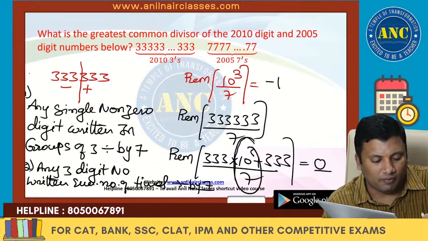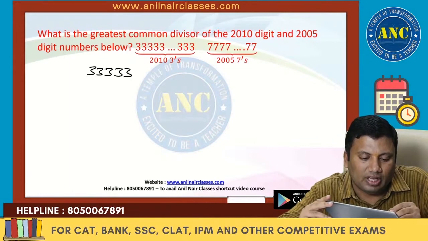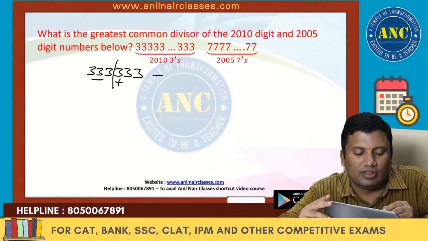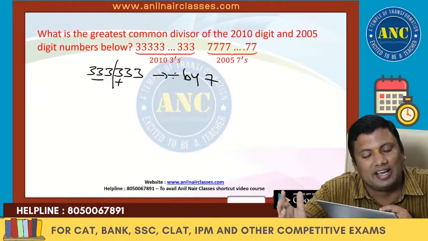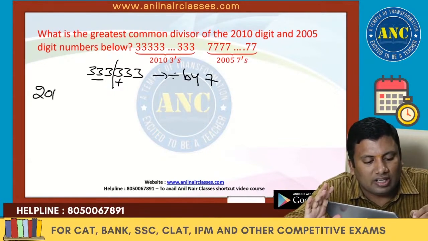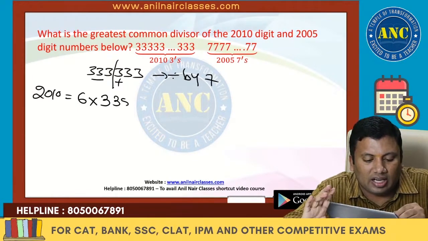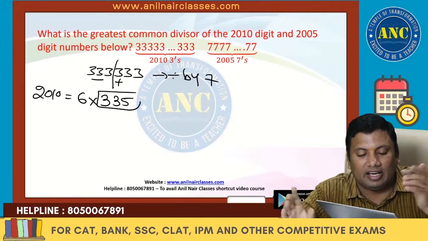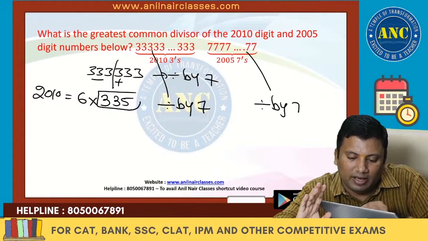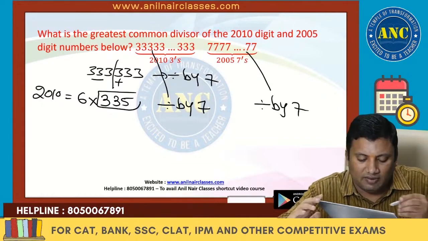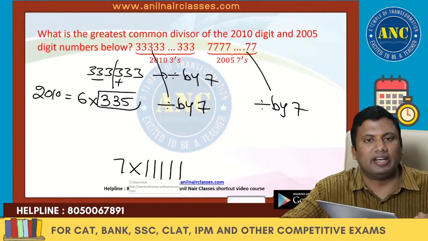Now see here. The small catch in this question is, if you see 333 plus minus, that means it is divisible by 7. Are you with me? So if 3 is written in groups of 6, it is divisible by 7. 2010 is nothing but 6 threes are 18, 21, 335 groups. Perfectly, it is written in groups of 6. This is divisible by 7. Anyway, this is also divisible by 7: 7 written any number of times is divisible by 7. So 7 is also a common factor.